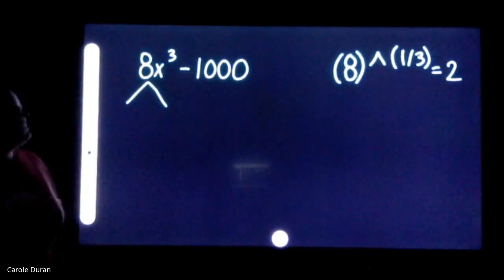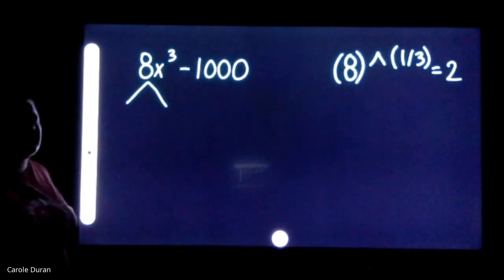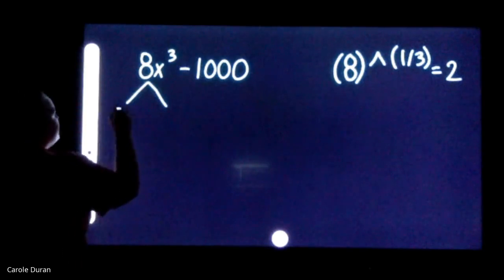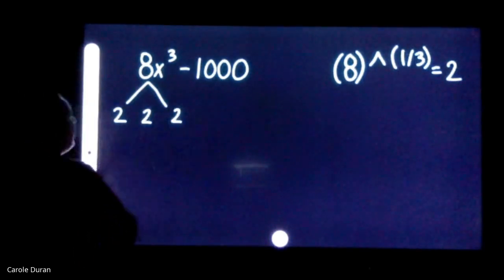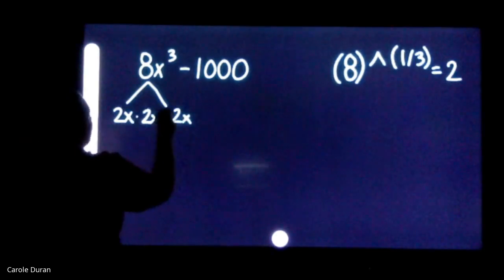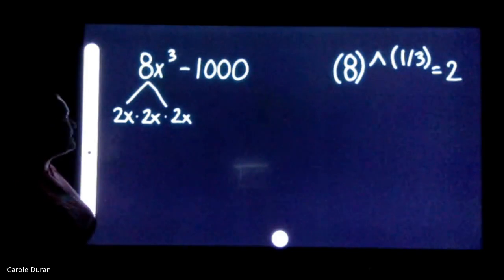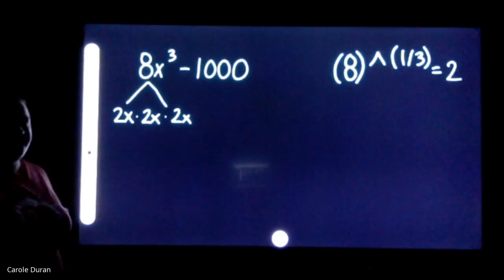So I'm looking for what multiplies by itself 3 times to get 8x cubed. Well, I know 2 times 2 times 2 gives me 8. And I know x times x times x gives me x cubed. So 2x times 2x times 2x will give me 8x cubed.